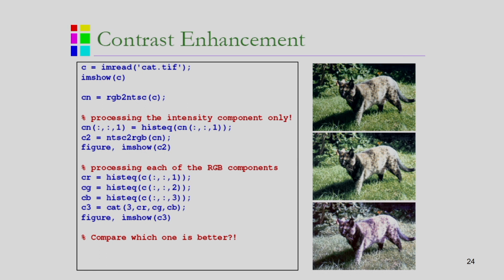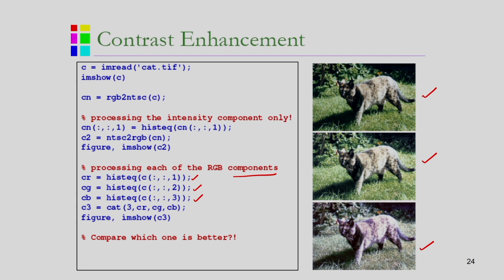So first you can see the input image is this. First I am considering the contrast enhancement, and for this I am only considering the intensity component, and I am applying the histogram equalization technique. Corresponding to this I have the second image. In the second case, I am processing each of the RGB components separately. So I am doing the histogram equalization for the R component, G component and the blue component, and corresponding to this I have this image.